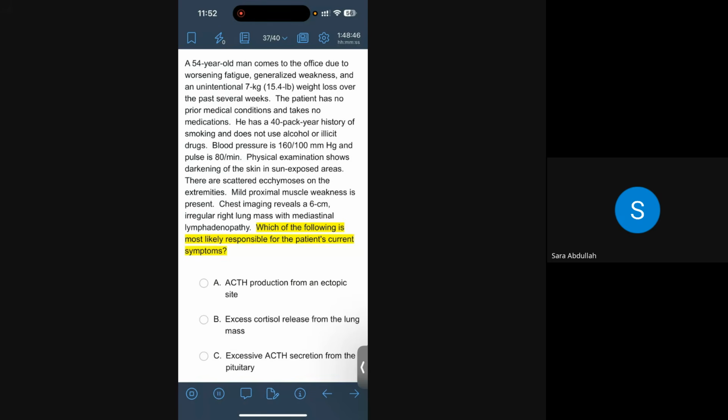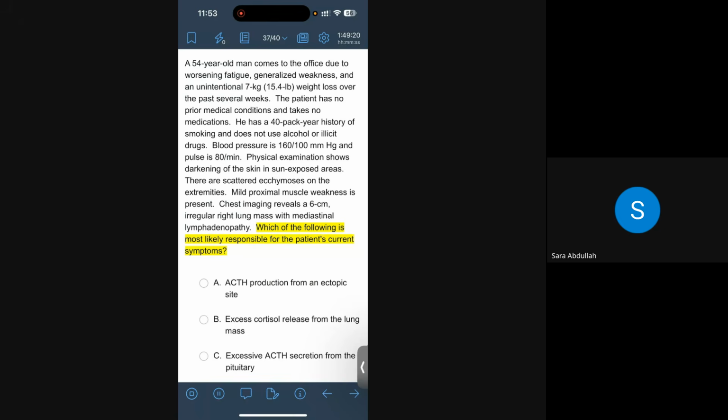No prior medical conditions. 40 pack-year smoking history. Blood pressure is elevated, 160 by 100. Hyperpigmentation is also present. There are scattered ecchymoses in the extremities. Chest imaging reveals a 6 centimeter irregular central right lung mass with mediastinal lymphadenopathy.